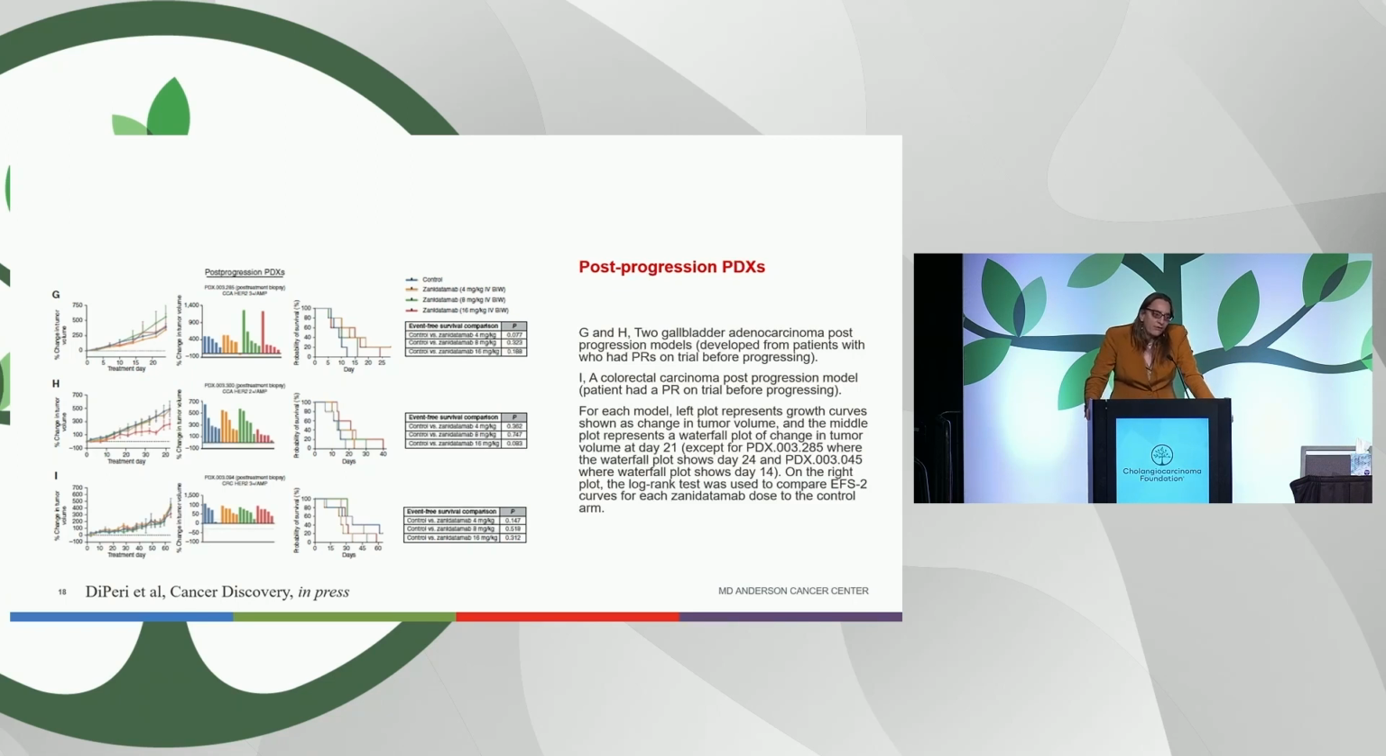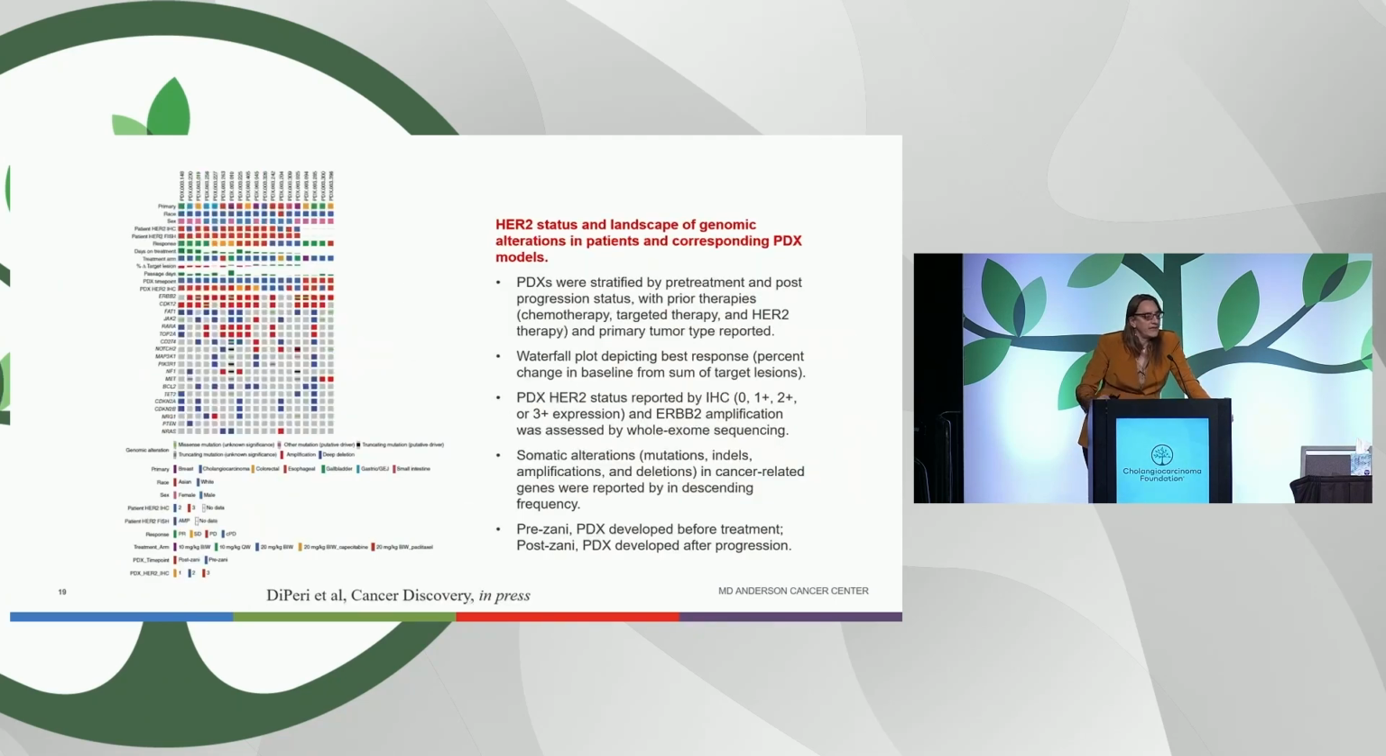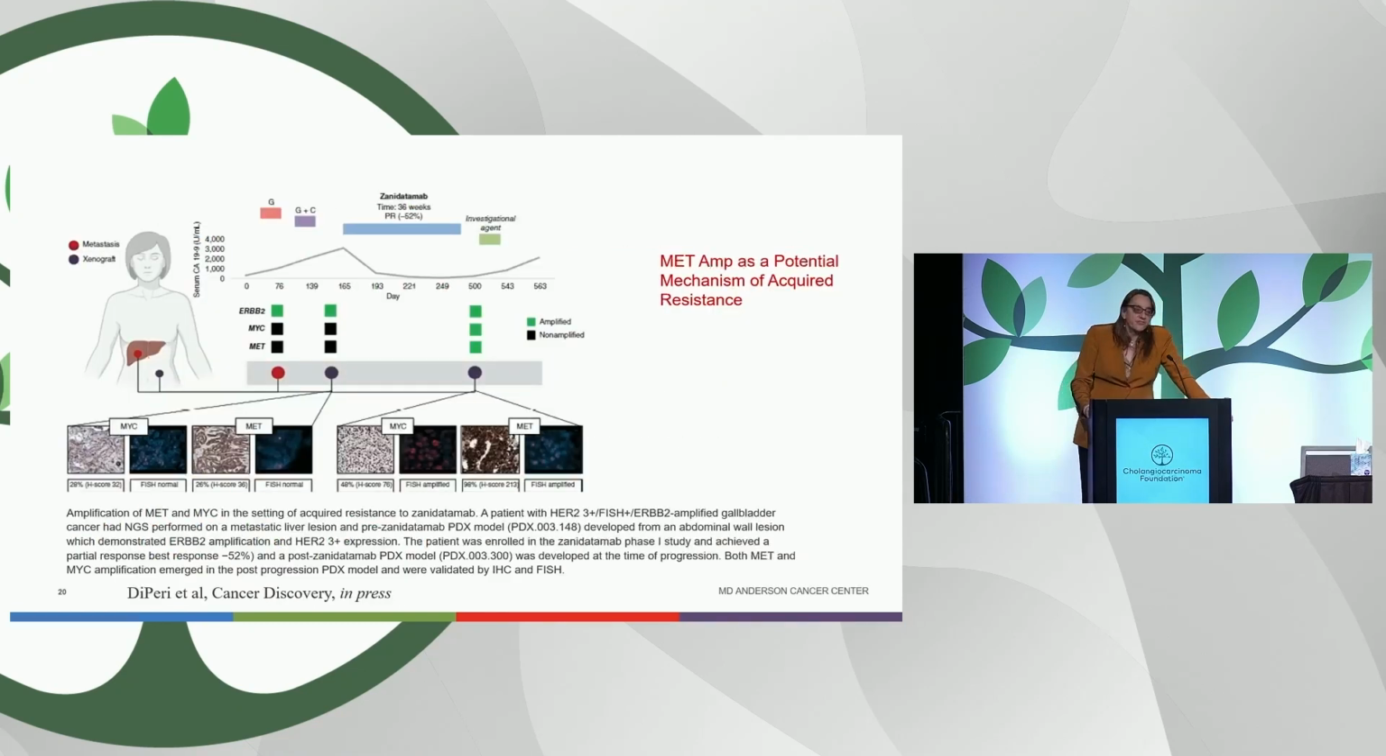So you can see that all 3 PDXs we tested after progression, after initial response, indeed had resistance in the lab as well. When we looked at the genomics of these patients, we saw that of the 4 post-progression PDXs, 2 of them had a MET amplification. You may remember the MET story because in the earlier talk, they were talking about MET amplification as a mechanism of resistance to EGFR. So we thought this was a rational thing as a mechanism of resistance for zanidatamab.